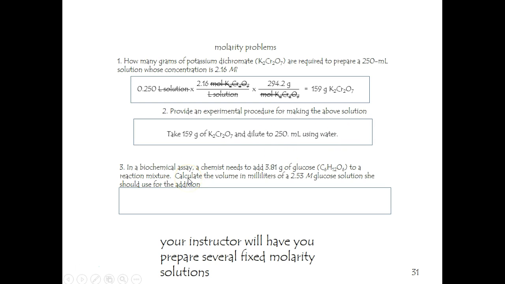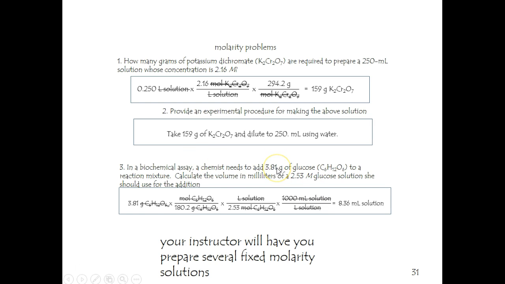Here's another problem. In a biochemical assay, a chemist needs to add 3.81 grams of glucose to a reaction mixture. But he doesn't want to add pure glucose. He wants to know how many milliliters of a 2.53 molar solution they should use in the addition. Now, if you started with the 2.5 moles per liter and then tried to cancel your units, you'll find that you're upside down. You'll have to do 1 liter is equivalent to 2.5 moles, and it's not uncommon for you to start that way and get your figures inverted. So you just flip it over and you should be fine.